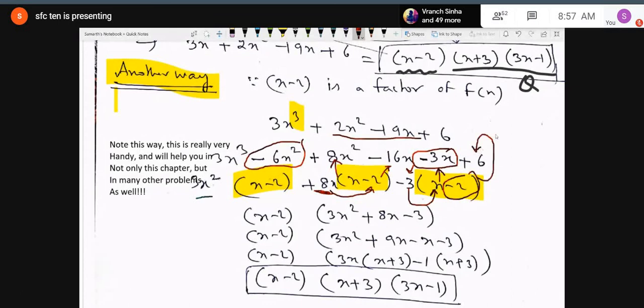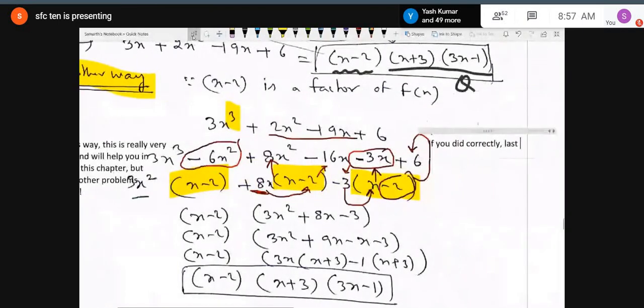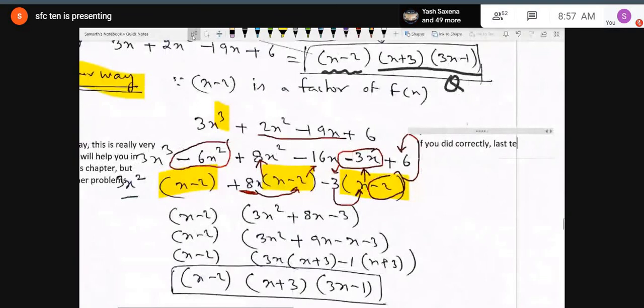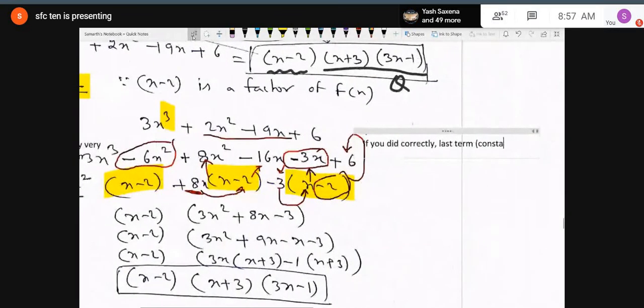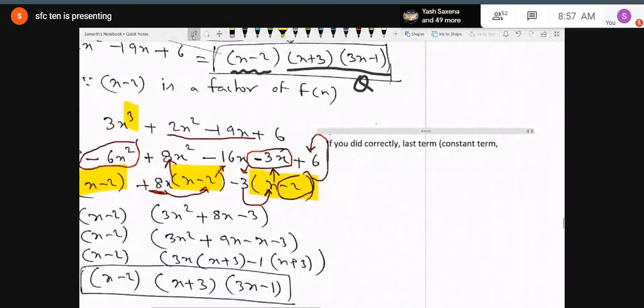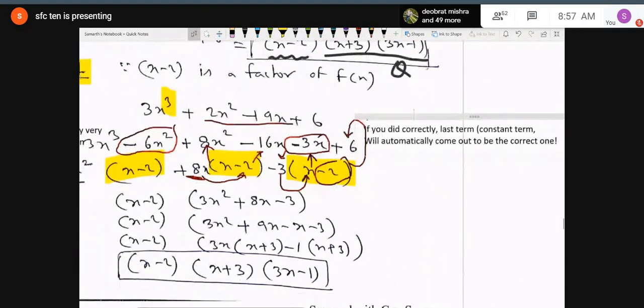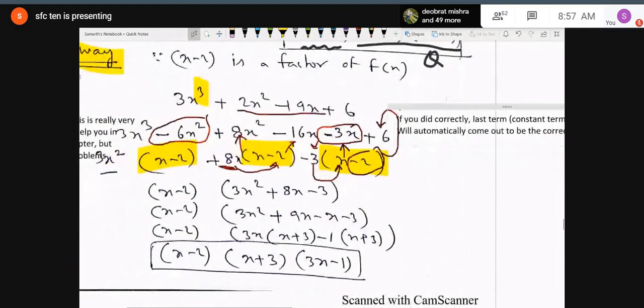Now if you see carefully, x minus 2 is common throughout. And what is left in the other bracket? 3x square plus 8x minus 3. This is the same case as the previous one, for which you have already found the factors. So what are the factors? x minus 2, x plus 3, and 3x minus 1. You can proceed in this way, or in the previous manner, whichever you find easy. Have you understood properly?